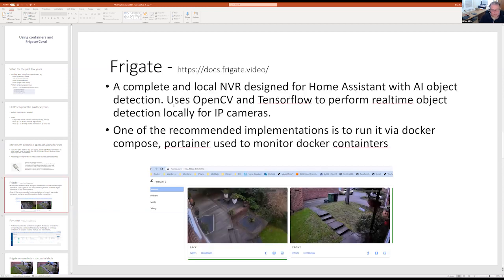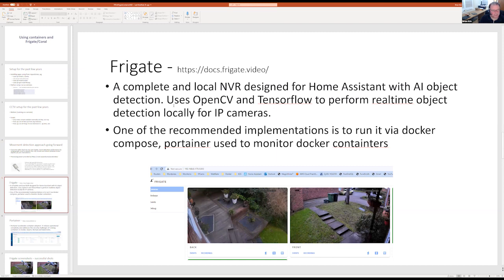So the software that I used is called Frigate. What that does is use OpenCV and TensorFlow to perform real-time object detection locally for IP cameras. One of the recommended implementations is to run it via Docker. You can run it directly via Docker, or you can run it via Docker Compose. I've got it via Docker Compose, which is effectively just a way you wrap up how you start it up with its variables, etc.